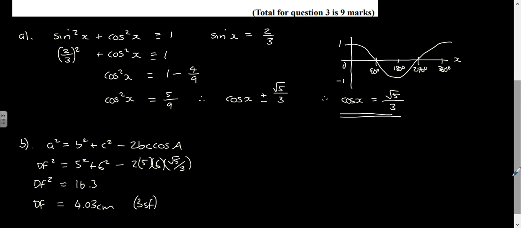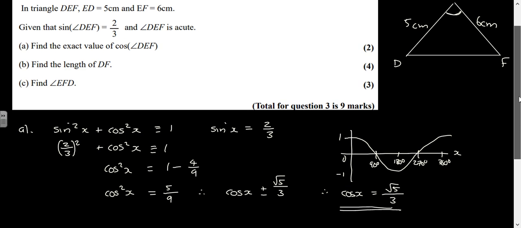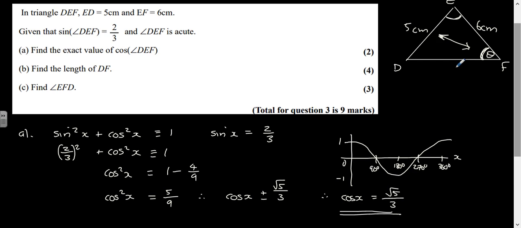Okay, so it's a direct application of the cosine rule. This time we'd have worked out that cos A was root 5 over 3 from part A of the question. Then we're asked to find the angle EFD. So we're asked to find this angle in here. I'm going to call it theta just for now. We can see that theta is part of a matching pair, so it's directly opposite this 5 centimeters. What we also know now is that DF has a length of 4.03 centimeters, and that's directly opposite this angle, whereas this angle we know that sine is 2/3.